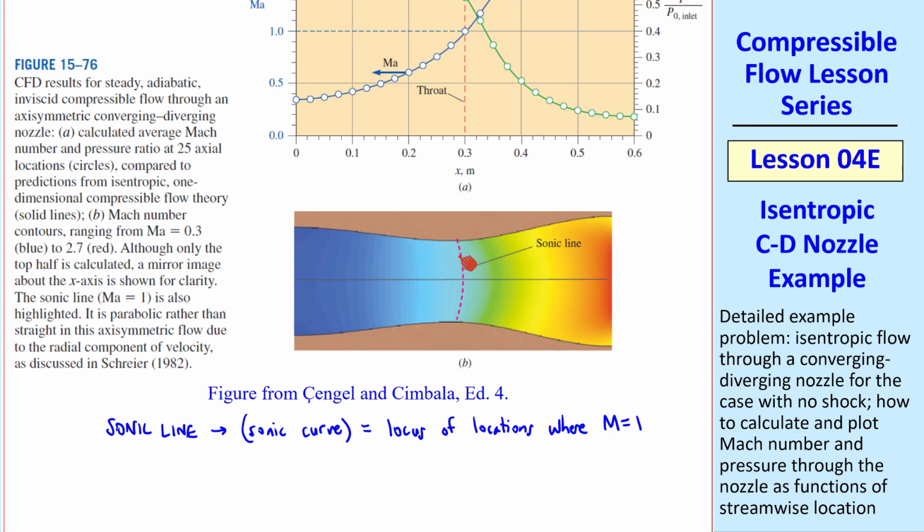It's an iso Mach number line, as are all these other lines here in this colored contour plot. This particular one has M equals 1. One difference you may note from the theory is that this sonic line is not straight, but rather curved. In fact, none of these iso Mach number lines are straight. So the one-dimensional approximation, while reasonable, is not perfect.